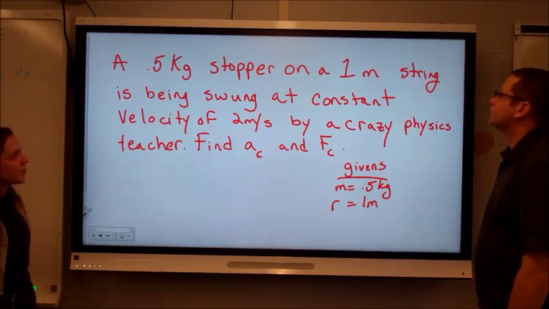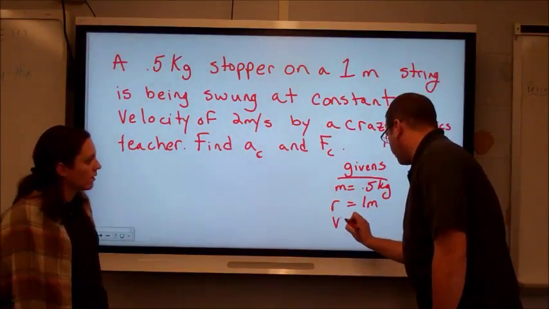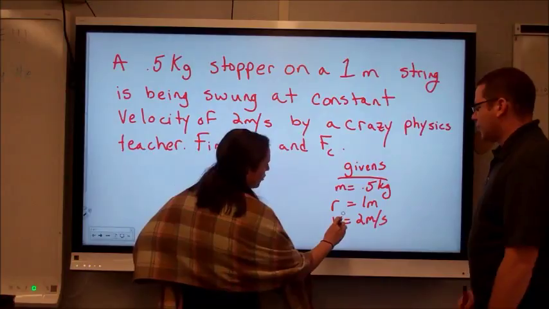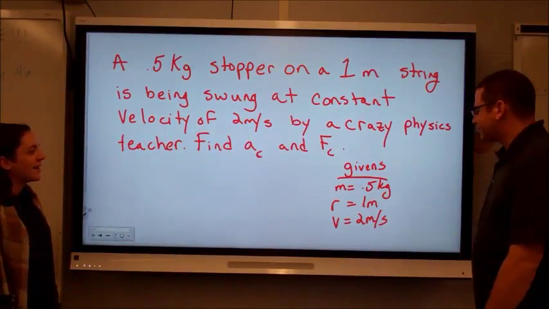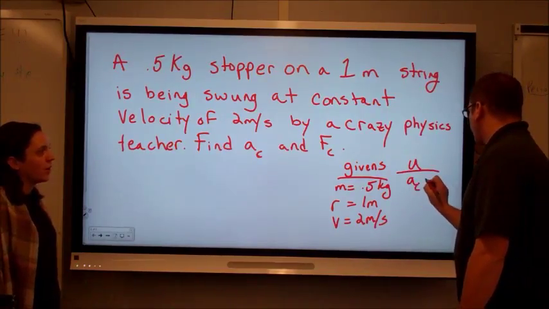And then as I keep reading through it, I see at a constant velocity of 2 meters per second. That's a v, like a normal v. Just my hand slipped. Anyway, we're trying to find our centripetal acceleration and our centripetal force.